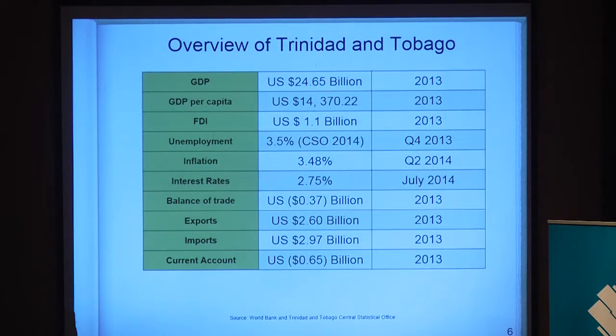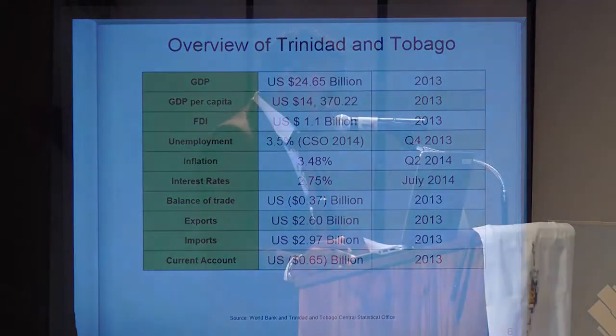Overall, the GDP grew from $500 million in 1960 to $24.6 billion in 2013, largely on the windfall from the oil and gas industry. And the population now enjoy GDP per capita of $14,370. Average growth for the period was 3.4% per annum.